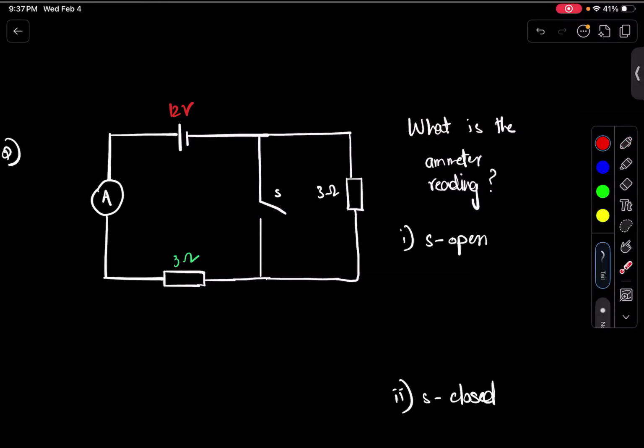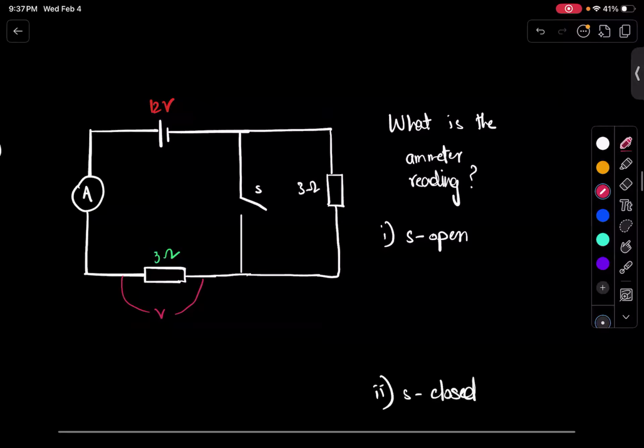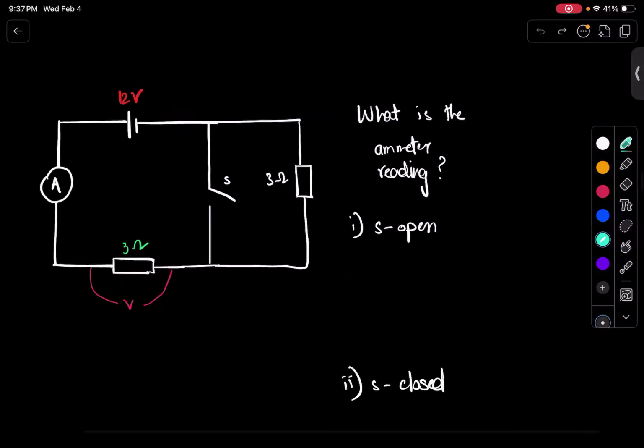Now, question: I've got a 12-volt battery and I've got an ammeter. Ammeter is always in series, if you do not remember. And voltmeter is always in parallel, by the way. Okay. And so I've got a 3 ohm resistor and another 3 ohm resistor and a switch in the center. The question says, what is the ammeter reading if the switch is open?